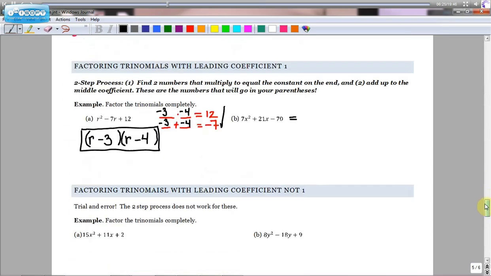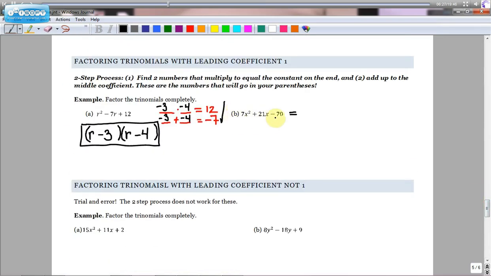So for this problem, notice 7 is a common factor. So if I factor out a 7, I'm left with an x squared, plus we're doing the reverse of the distributive property. What times 7 equals 21? That's 3, and we still have the x. What times 7 equals negative 70? That's negative 10.